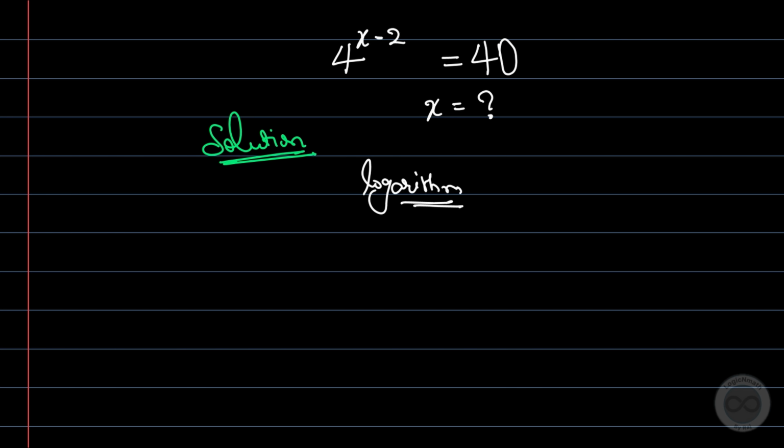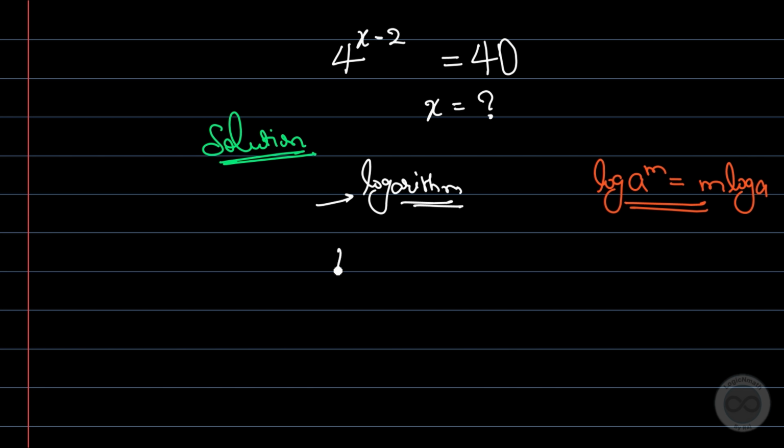We know the property of logarithm that brings our exponent down. That is, log of a raised to the power m is the same as m log a. And this is the property that solves this equation. Although we are also going to see a second method, that is graphical and numerical reasoning, to solve this question. But let's first solve using logarithm.